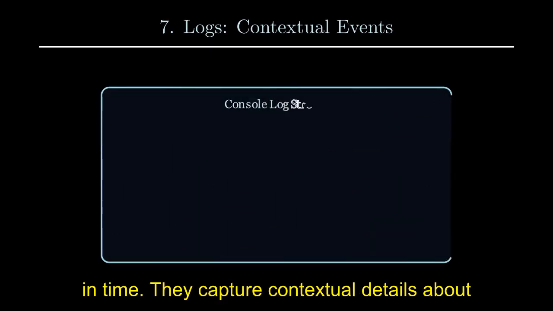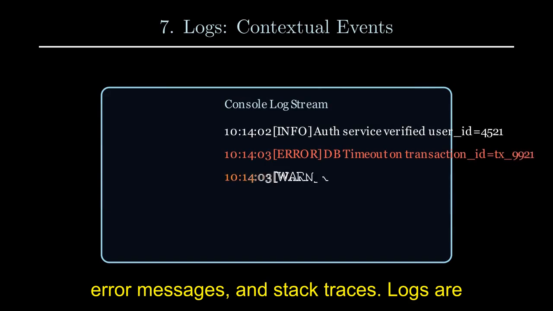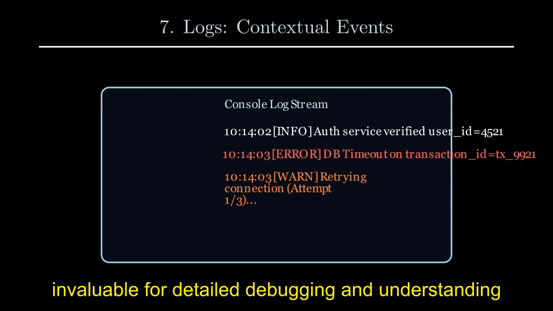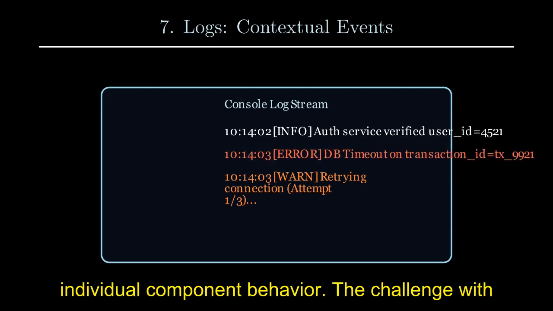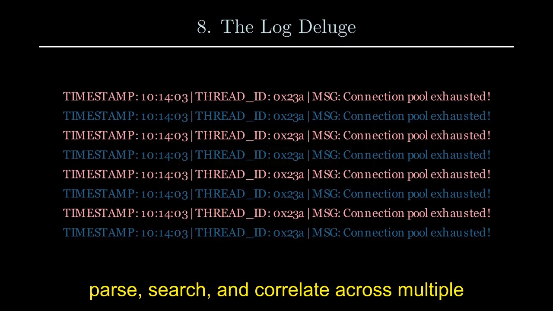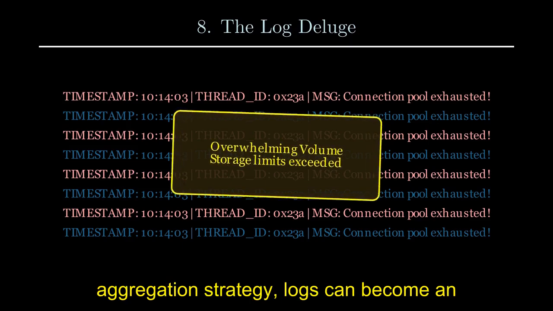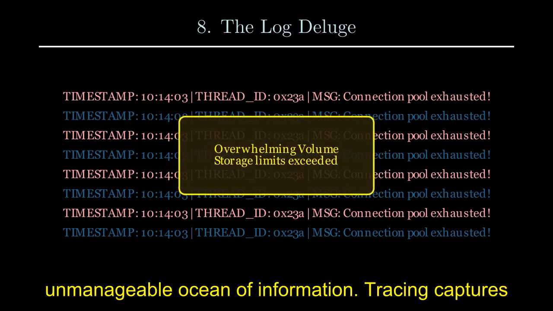Logs are discrete, immutable records of events that occur within a system at specific points in time. They capture contextual details about operations, such as user IDs, request parameters, error messages, and stack traces. Logs are invaluable for detailed debugging and understanding individual component behavior. The challenge with logs escalates with system scale. High volumes of unstructured log data become difficult to store, parse, search, and correlate across multiple services. Without proper indexing and a robust aggregation strategy, logs can become an unmanageable ocean of information.